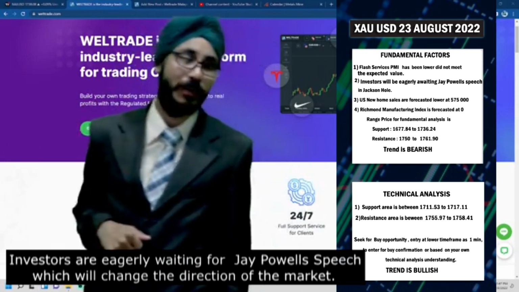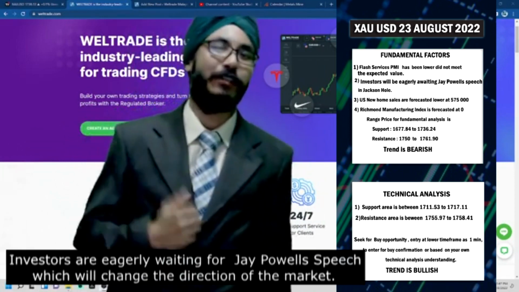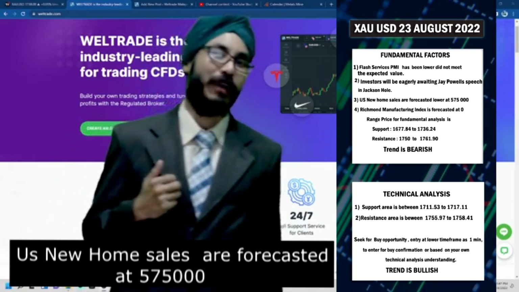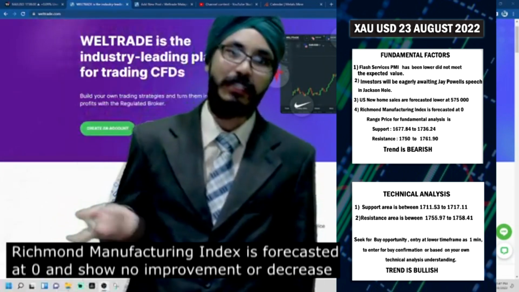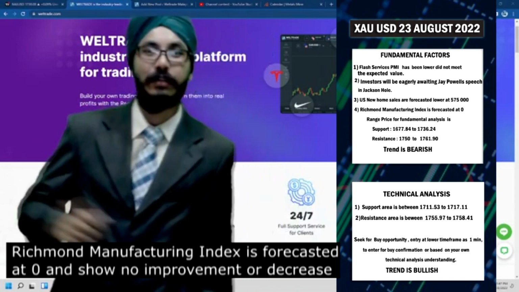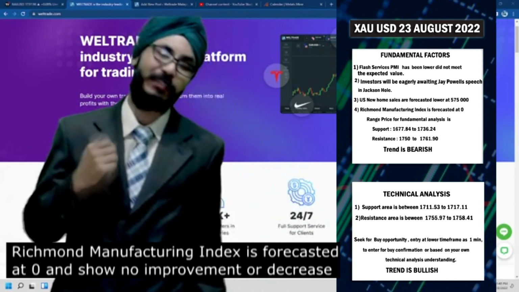Thirdly, we are looking forward to the forecast for US home sales, which is forecasted at 575,000. However, we would like to see it as well. Fourthly, you can see the Richmond Manufacturing Index is forecasted at 0. There is no improvement as well as no reduction, and it is forecasted at 0.